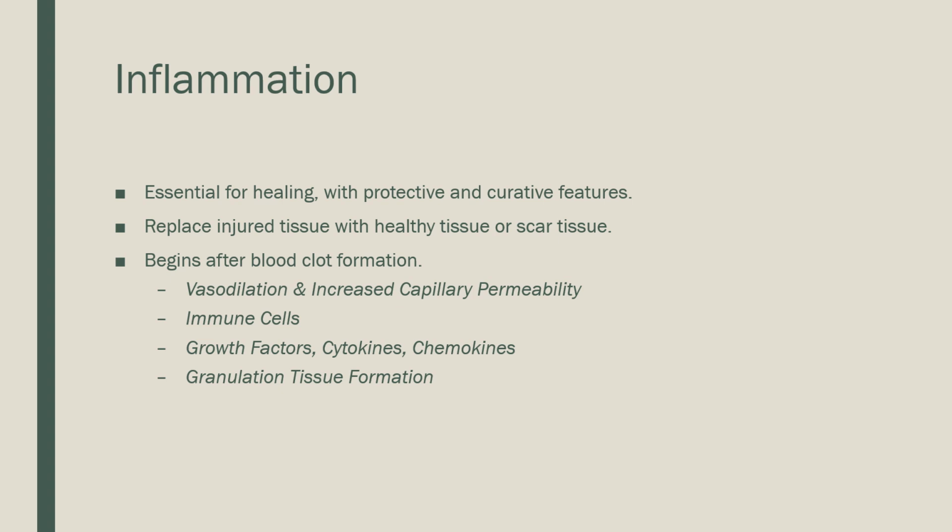Inflammation is essential for healing and has protective and curative features. The goal is to replace injured tissue with healthy tissue or scar tissue, and it begins after the blood clot formation. Some of the key features include vasodilation and increased capillary permeability. This allows immune cells to move to the injury site. The immune cells destroy bacteria, release protease, and secrete growth factors. Growth factors, cytokines, and chemokines are bioregulators of the inflammatory phase.